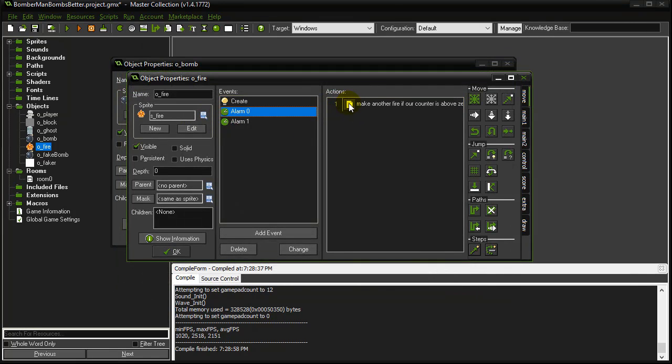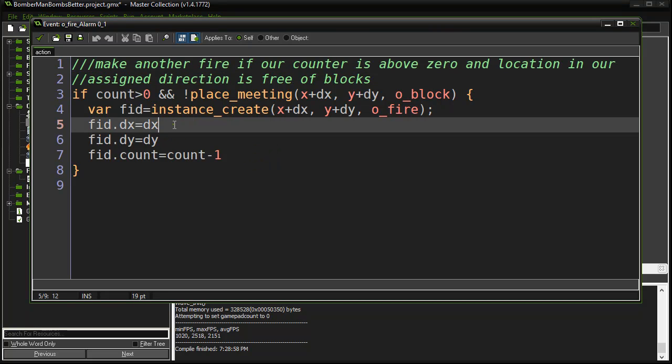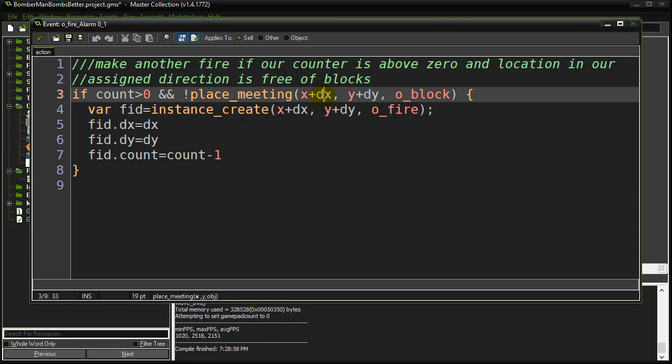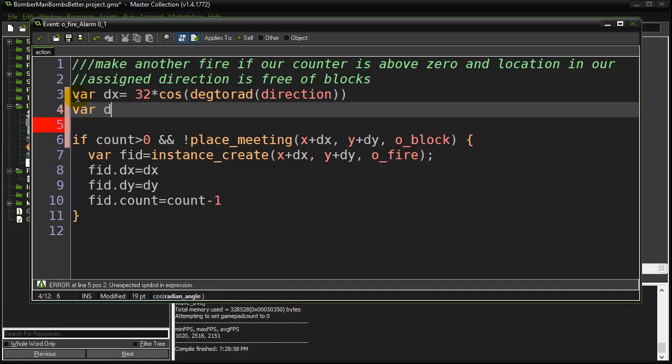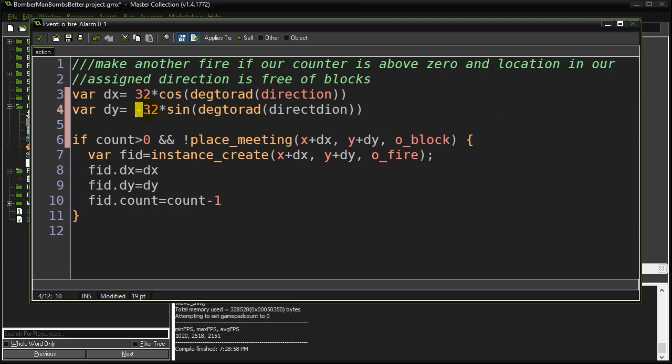Good. Let's go to the alarm where the fire piece makes more fire. Where it makes more fire, it was checking here, dx and dy. Now, we don't have that anymore. We took it out. There is no dx, dy. We only have direction. So let's just set that up. Variable dx equals 32 times the cosine of degrees to radians of my direction. Variable dy is negative 32 times the sine of degrees to radians of direction. For those wondering why the negative, remember that's because in y, as you go up the screen, you get smaller y's. It's reverse from math, so you have to throw that negative sign in there. Direction, there we go. Beautiful.